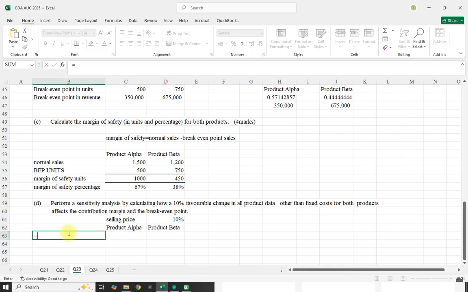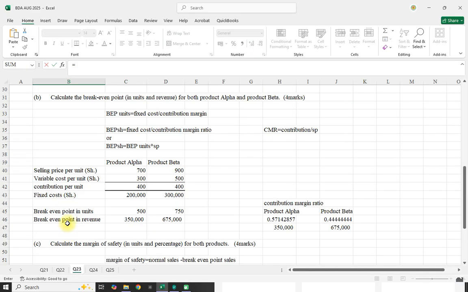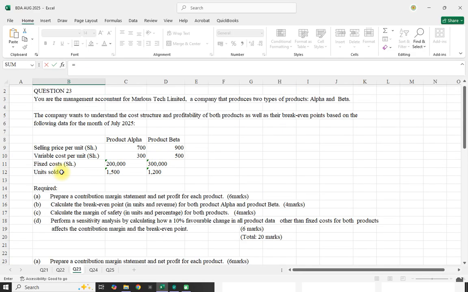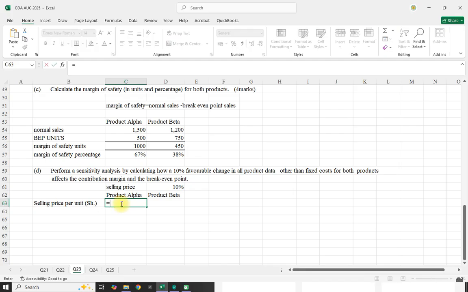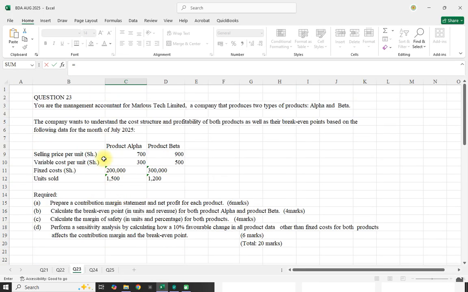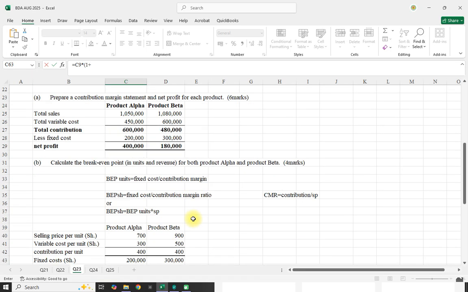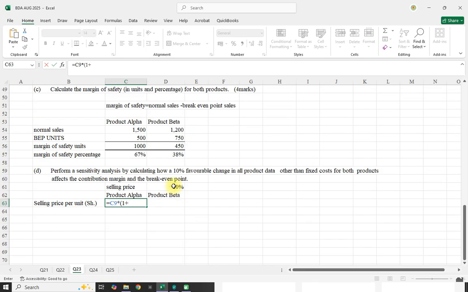So our selling price now will be based on the original. We take the original selling price and multiply by 1 plus, I think that will be the better way, 1 plus the 10%, which I will lock so that I can drag.